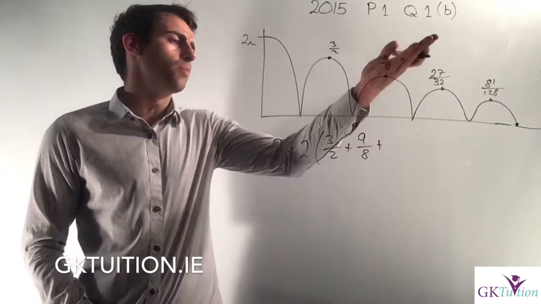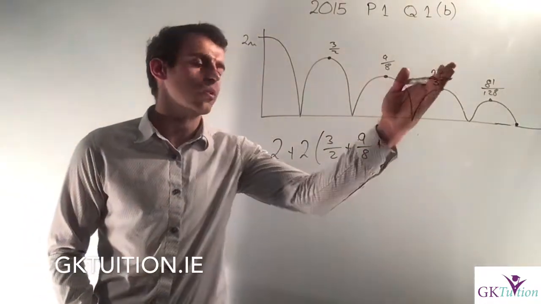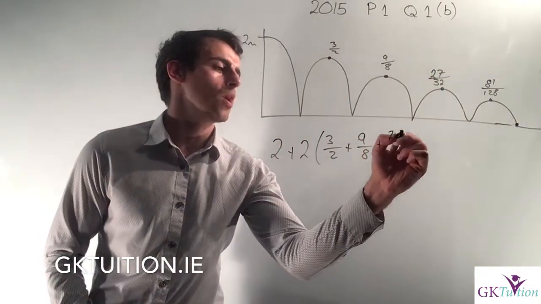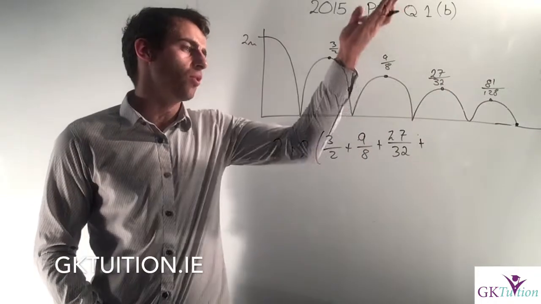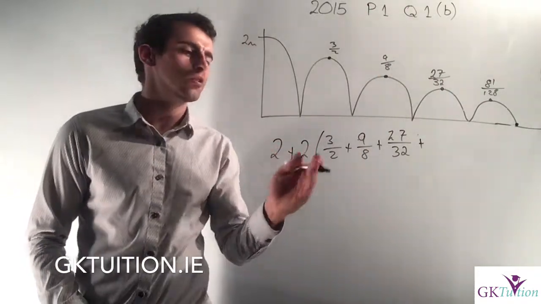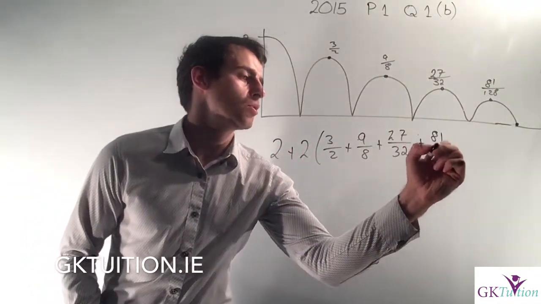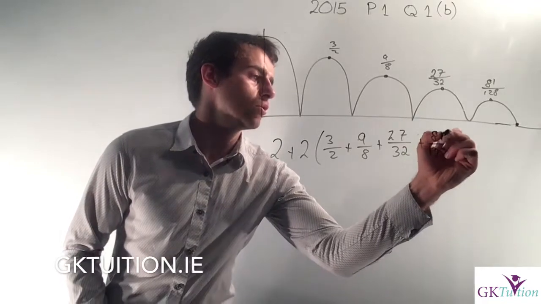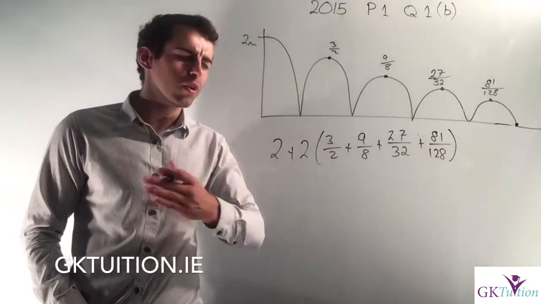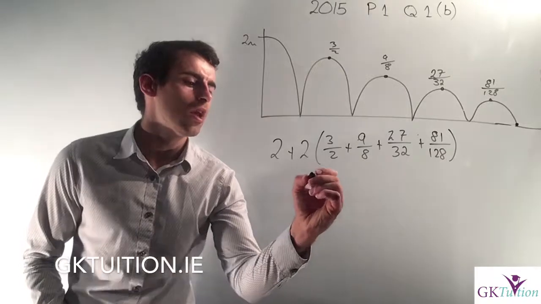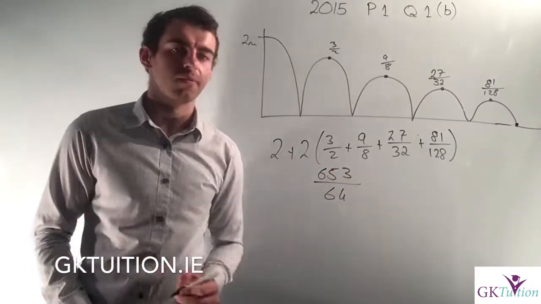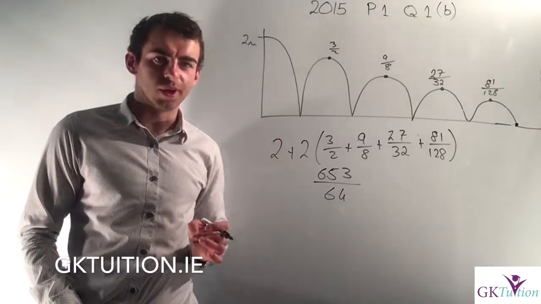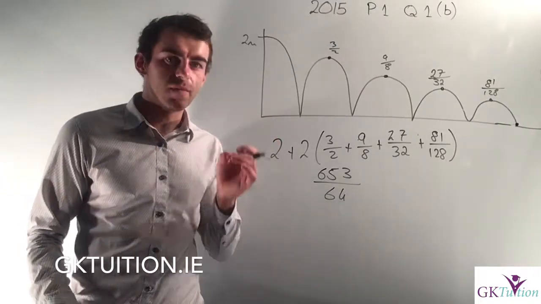For the next one I went up this distance, down this distance, so I also want to multiply that by 2. So it's just 27/32. And obviously the last one as well went up that distance, down that distance, so I'm also multiplying it by 2. So it's just 81/128. And now what I want to do is plug all of that into my calculator. My final answer works out as 653/64.